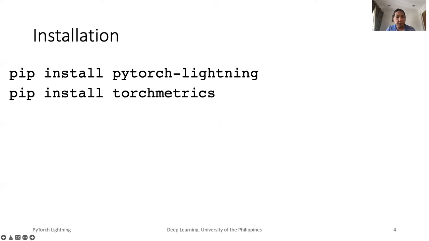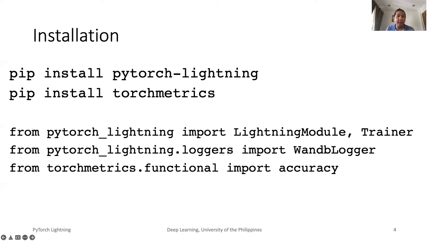Installation is straightforward. Pip install PyTorch Lightning and TorchMetrics. We include TorchMetrics so we can use the built-in performance measure functions. Then we import the class and function definitions that we need. We will discuss LightningModule, Trainer, WandB logger, and accuracy in the succeeding slides.